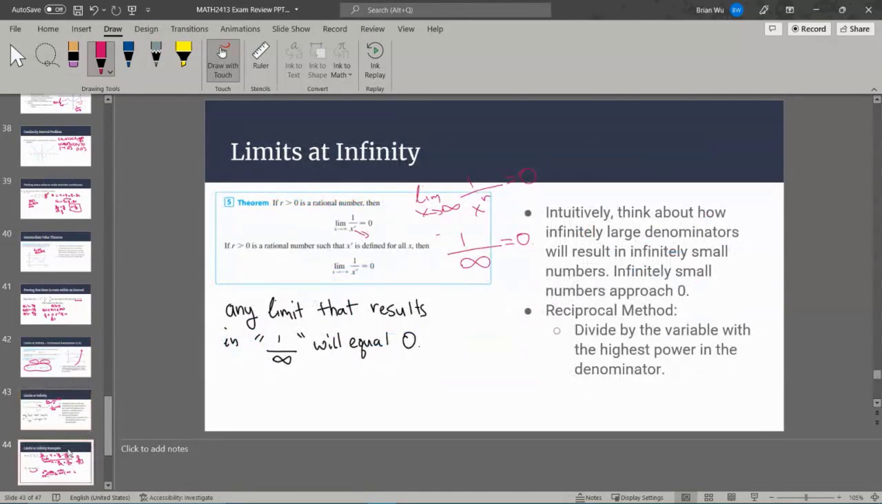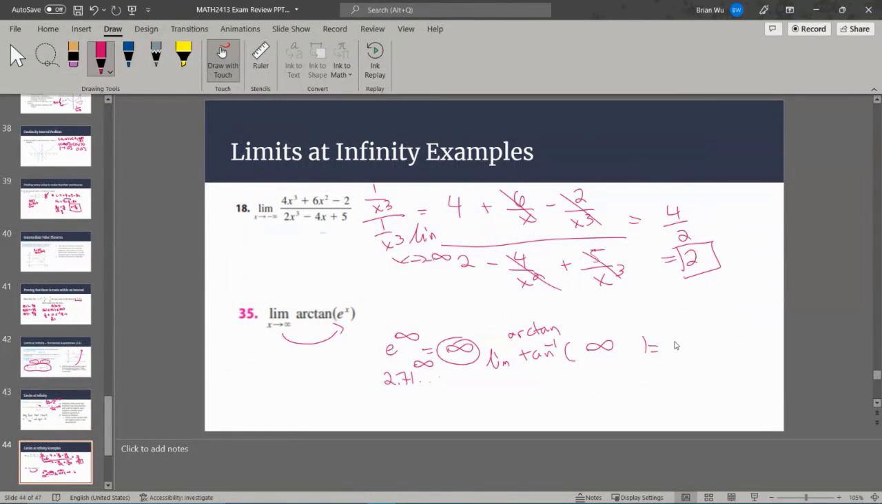And so that's why we memorize those values, because this function, as it heads towards infinity, will be pi over 2. And that's just one of the special trig functions that has that horizontal asymptote.